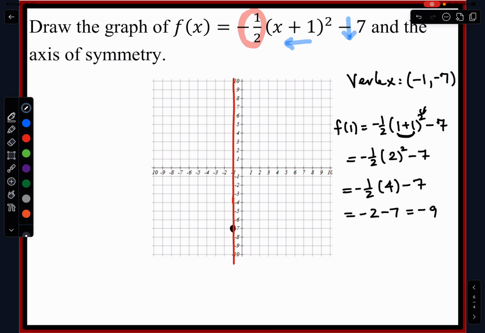So that I can plot. So we're going to plot at 1. We're going to plot this point at -9. So there, I get an image of what the right side of the parabola looks like on the right side of the axis of symmetry. And again, because of symmetry, I also know what the left side will look like from the point of the axis of symmetry. And there is the graph to this function.